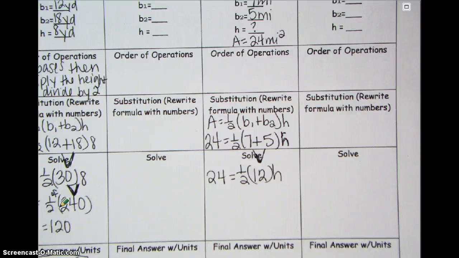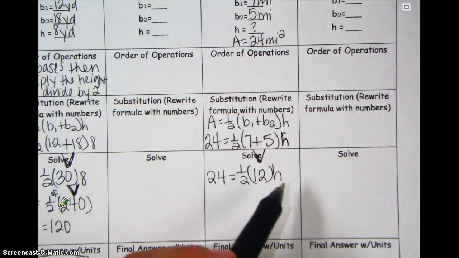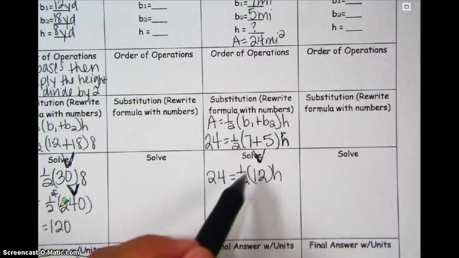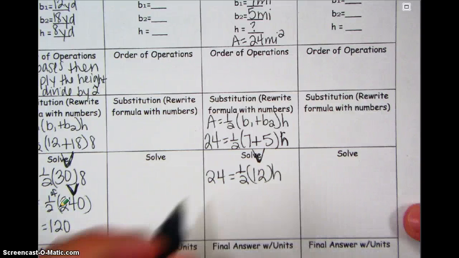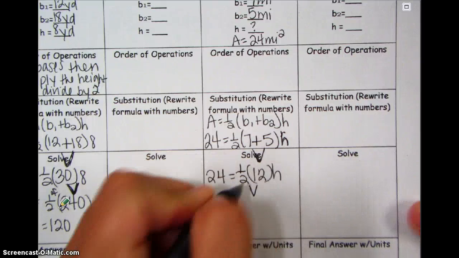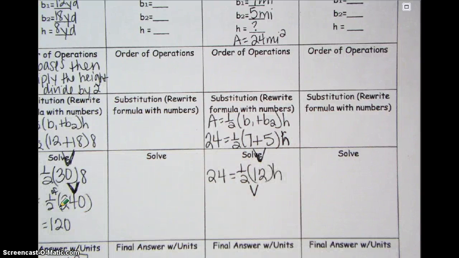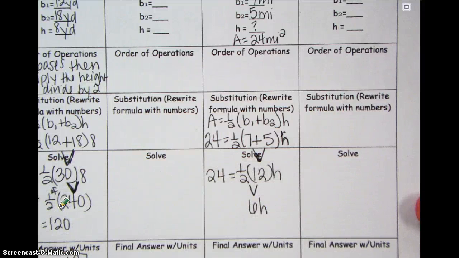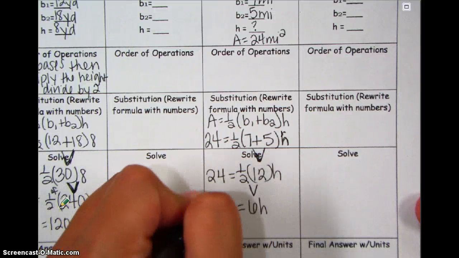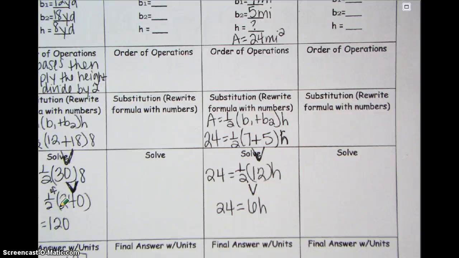What do you think we should do next, Gracie? Remember, my whole point is to try to get the h by itself. So what else can I do on this side of the equal sign to help me out? Divide 12 by 2. In other words, figure out what half of 12 is. Half of 12 is 6, so I have 6h is equal to my 24.